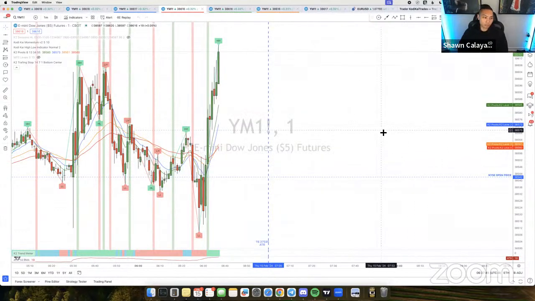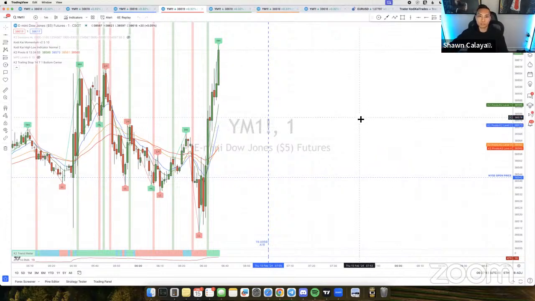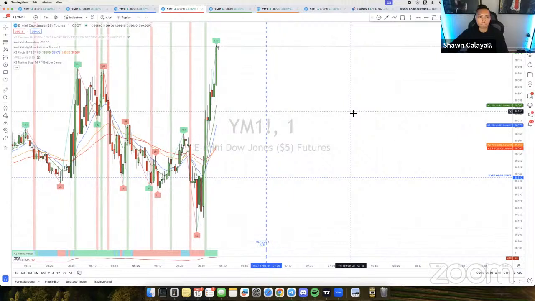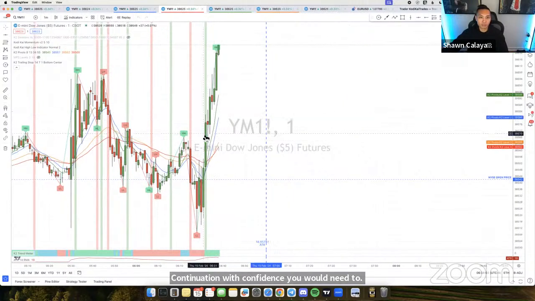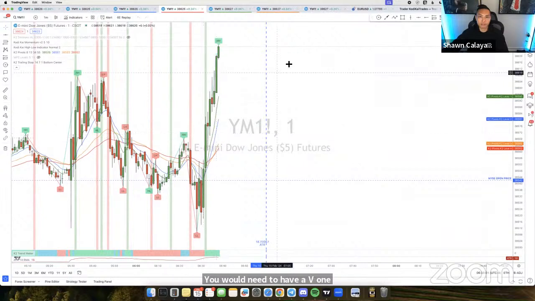Yeah, still looking for the PRV too. So I'll try to look at both. In order for you guys to have a V1 variation or breakout V3 continuation with confluence, you would need to have a V1 pattern at the bottom anyways. So there's no pattern there yet.